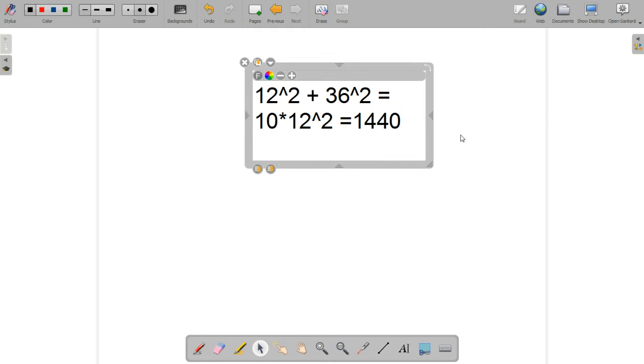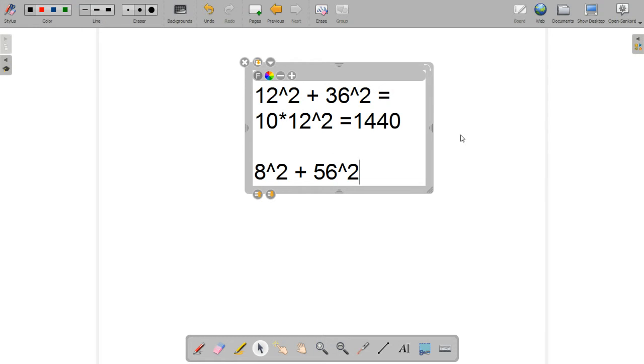Okay. So now let's say we have, let me think, 8 raised to the 2 plus 56 raised to the 2. Well, hopefully you know that 8 times 7 is 56.